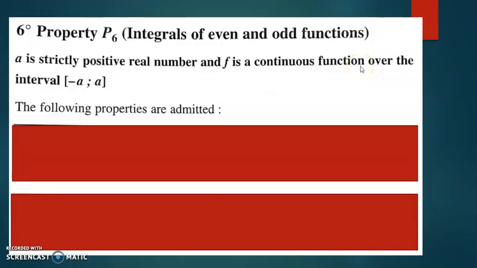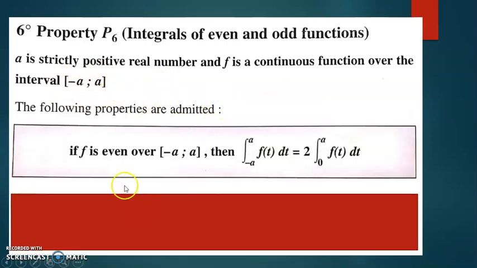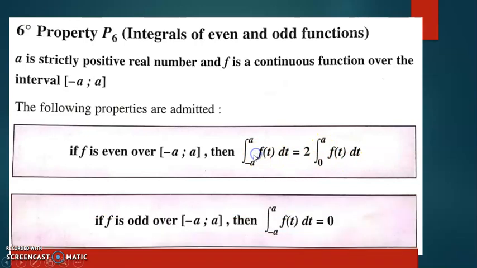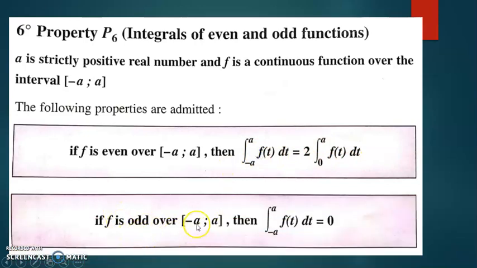Now property 6 deals with even and odd functions. So you have that a is a strictly positive real number and f is a continuous function over the interval from minus a to a, so two opposite numbers. Then the following properties are admitted. If f is even over minus a to a, then the integral from minus a to a of f of t dt, or f of x dx, it's the same, is equal to 2 times the integral from 0 to a of f of t dt. The second one is that if f is odd over the interval minus a to a, then the integral from minus a to a of f of t dt is equal to 0.